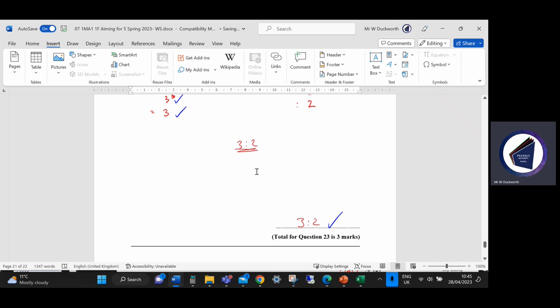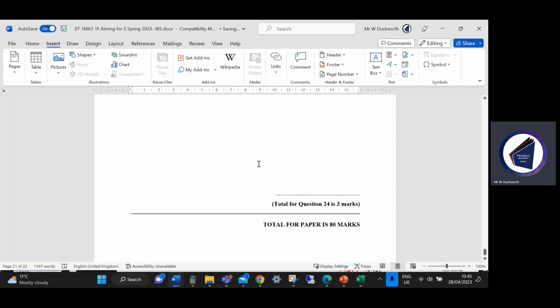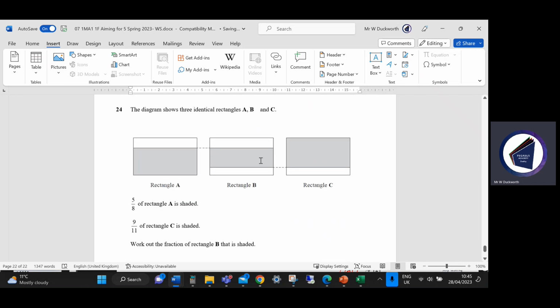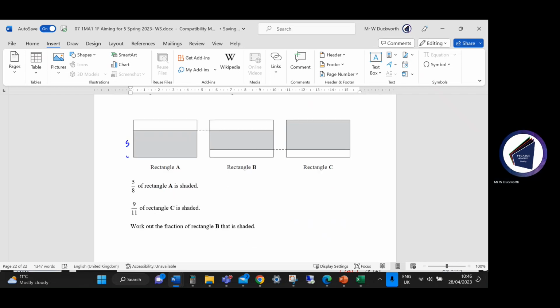Okay. And then question 24, and that's the last one. So let's look. Diagram shows 3 identical rectangles, A, B, and C. 4/8 of rectangle A is shaded, 9/11 of rectangle C is shaded. What fraction of rectangle B is shaded? Okay, so let's just set it out like this. So if that's 5 and 3, this one is 9 and 2.